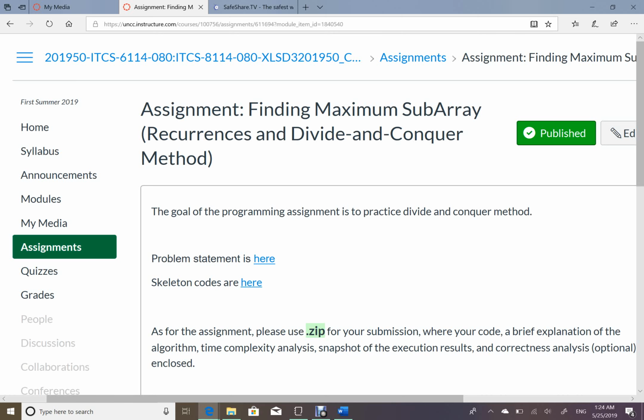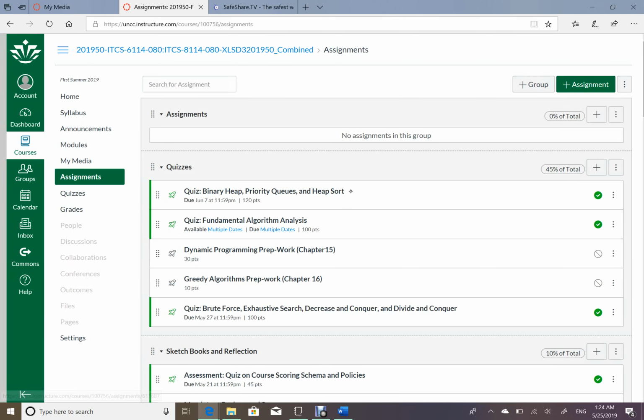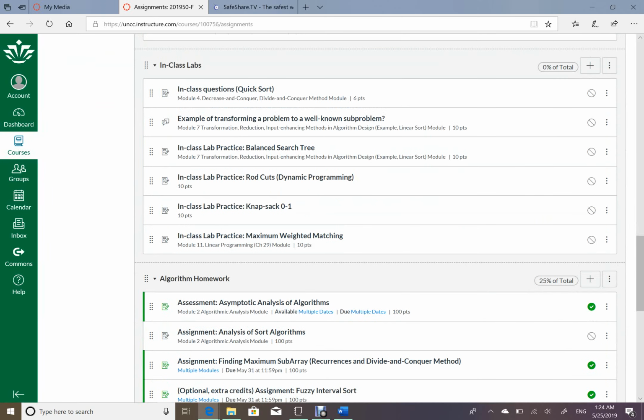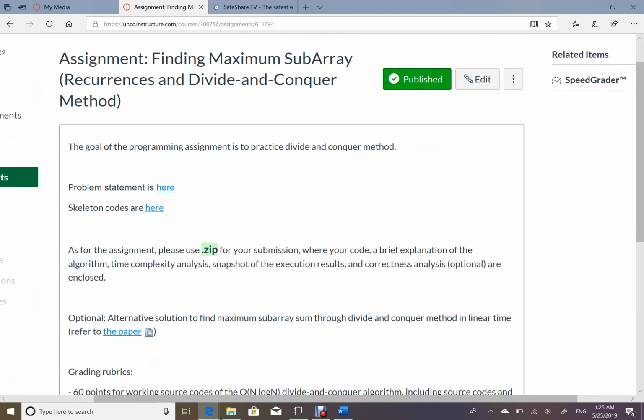In this video, I would like to explain the finding maximum subarray problem. First, please go to the Canvas and go to the assignments. Find the finding maximum subarray, and find this one. Click, find the sum subarray. Let me make it bigger.